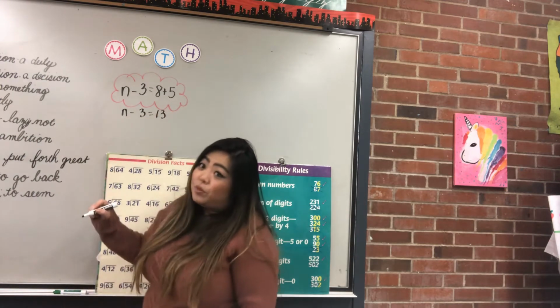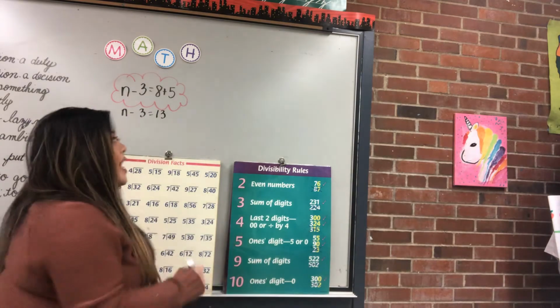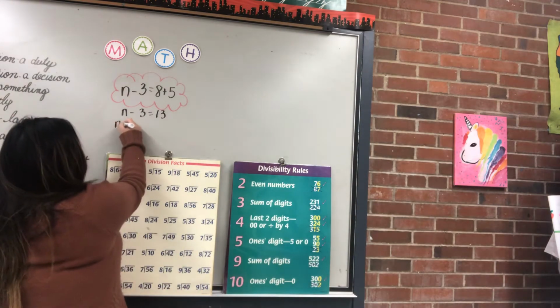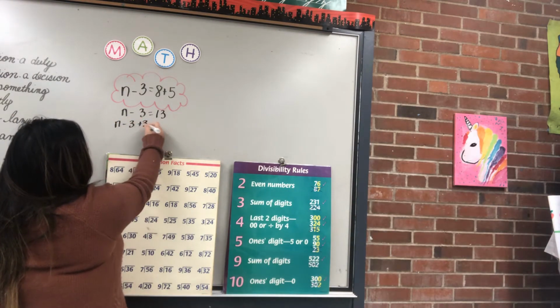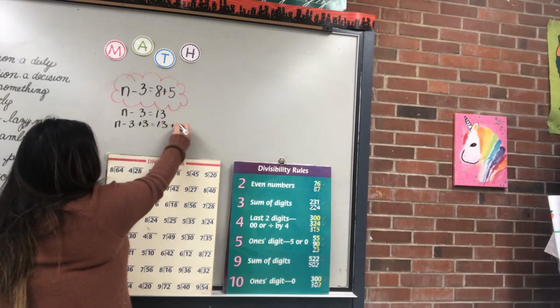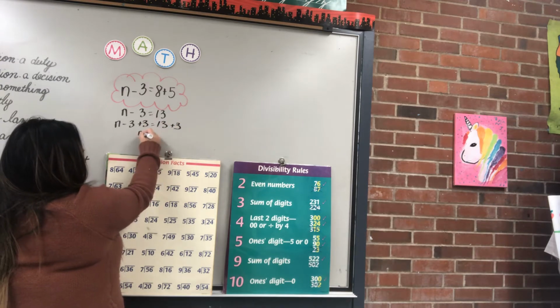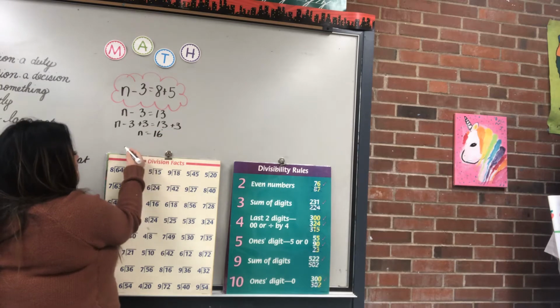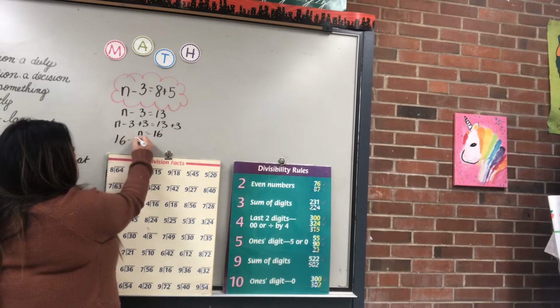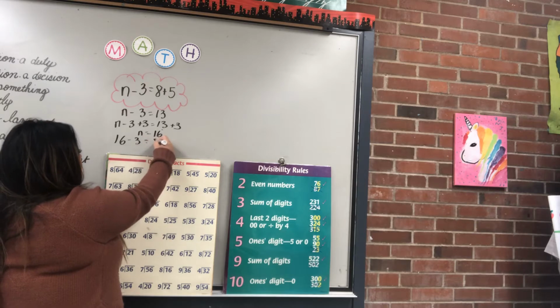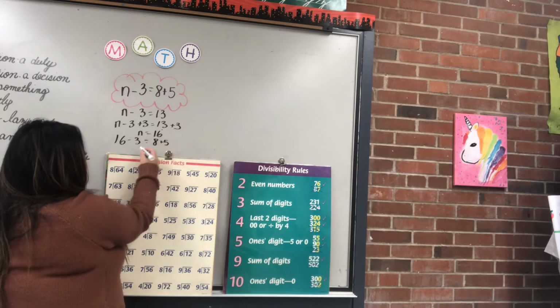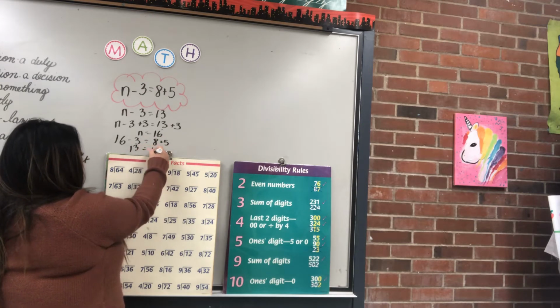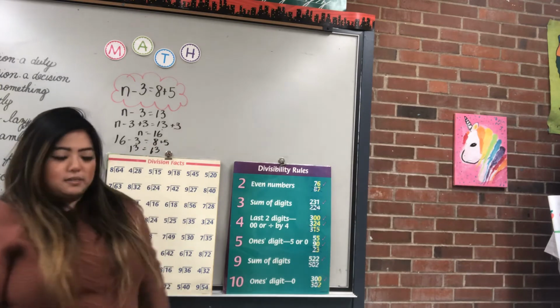Now we have to get n alone. So we do n minus 3 plus 3 equals 13 plus 3. And then n equals, 13 plus 3 is 16. Now to plug it back in, 16 minus 3 equals 8 plus 5, and 13 equals 13, and it checks.